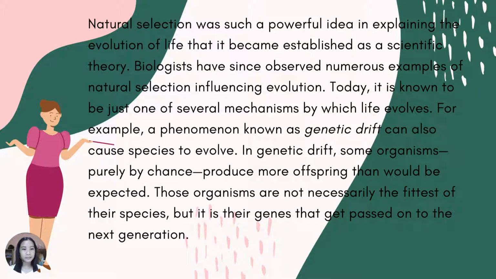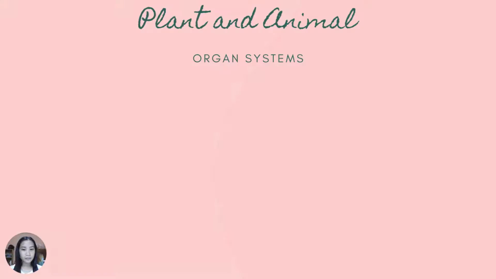For example, a phenomenon known as genetic drift can also cause species to evolve. In genetic drift, some organisms, purely by chance, produce more offspring than would be expected. Those organisms are not necessarily the fittest of their species, but it is their genes that get passed on to the next generation.